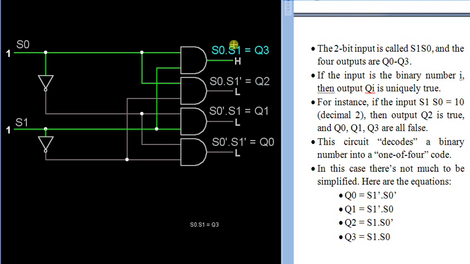This circuit diagram is generated from these equations: S0 bar and S1 bar, S0 bar and S1, S1 bar and S0, S1 and S0. Okay, this is a 2x4 decoder.